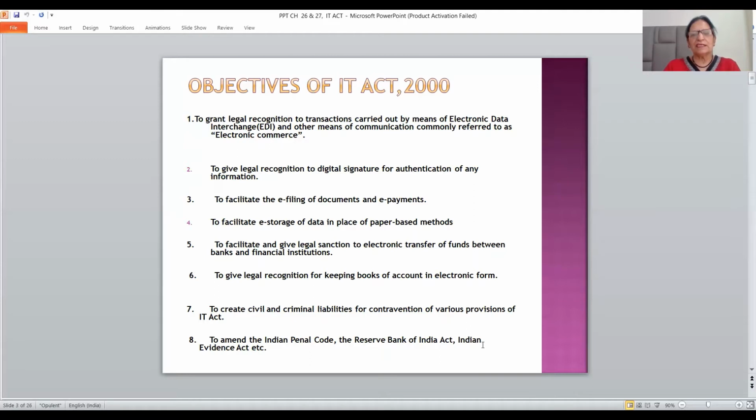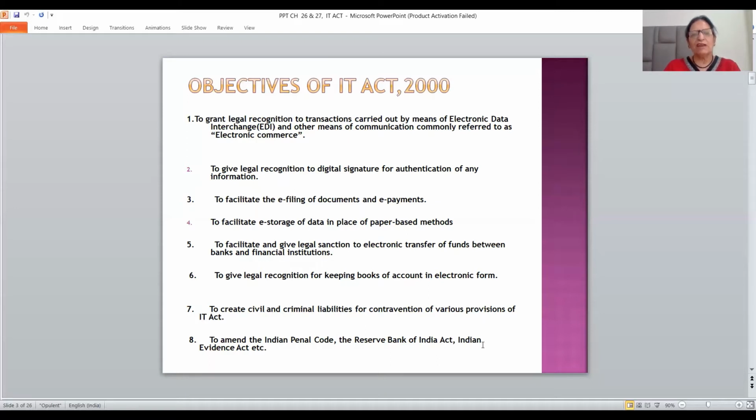So digital signatures are to be affixed. Otherwise, how can we say the e-document is authentic? It will not be reliable if digital signatures are not affixed. So this was also one of the objectives of IT Act, to give legal recognition to digital signature. I will be defining this digital signature, and I'll also explain how digital signatures are authenticated. To facilitate the e-filing of documents and e-payments.